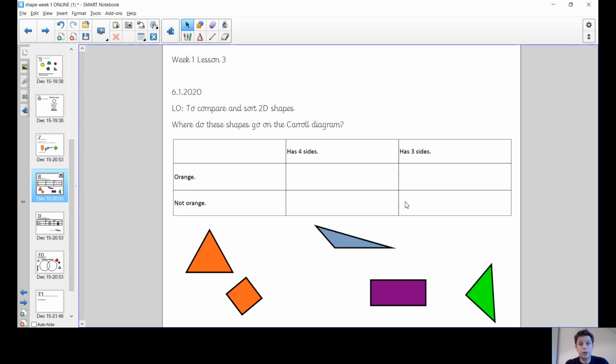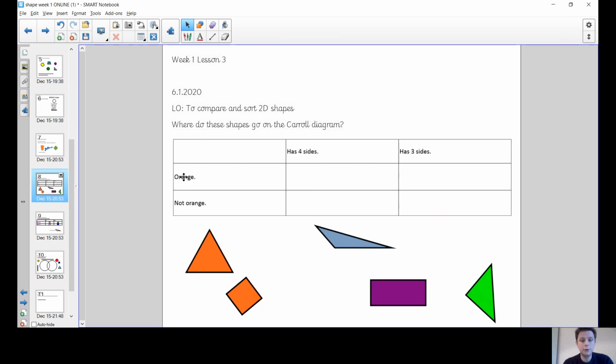So once again, I want you to have a go at thinking about where everything is going to go before I show you. So pause the video and have a think, where are these different shapes going to go in the Carroll diagram? Pause the video and have a go. And now I'll tell you the answers.